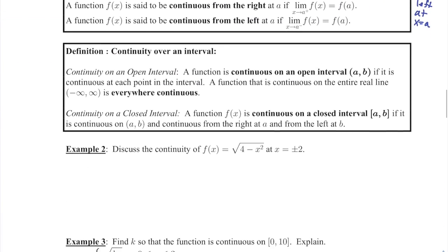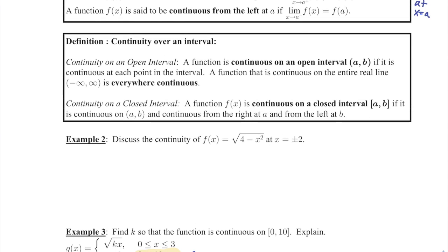If we want to talk about continuity over an interval, we define continuity on an open interval to mean that the function is continuous at every point in that interval. And remember that continuity would require the limit from both directions to be the same as the function value. And if we want to talk about continuity on a closed interval, for the points on the interior of the interval, we would just mean the function is continuous there, but on the endpoints, we would mean continuous from the right for the left endpoint and from the left for the right endpoint.